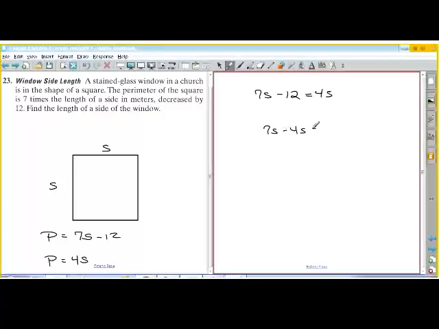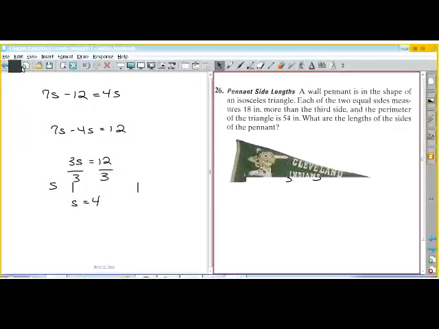And so we'll get 7s minus 4s is equal to 12. What I've done is I've subtracted 4s from both sides. I've added 12 to both sides. Then I can combine like terms. And then I can divide by 3. So I get the side has to be equal to 4. And if I plug 4 in, I'll get 4 times 7, which is 28, minus 12, which is 16, and 4 times 4 is 16, so I get the same answer. So I've double-checked my answer by plugging it back into the original equations.